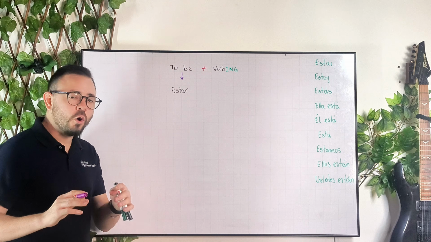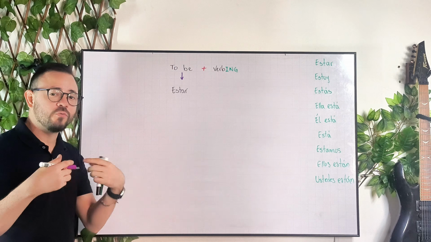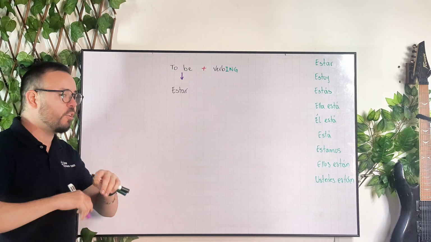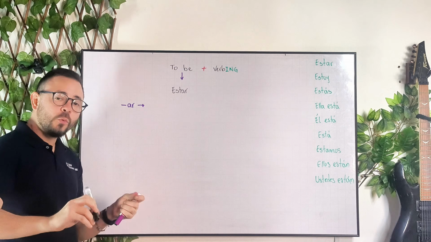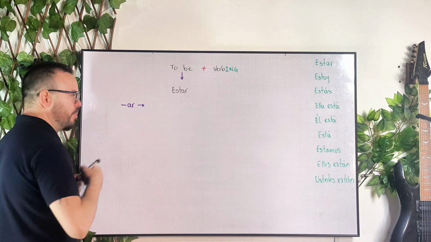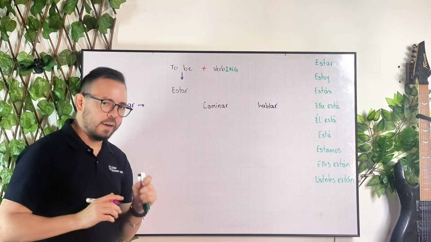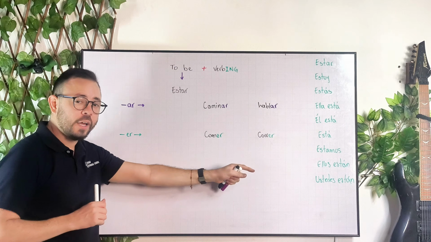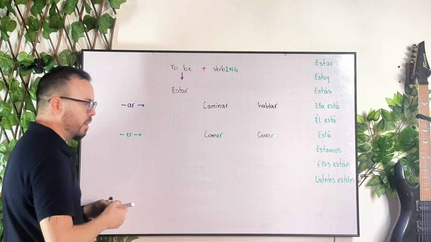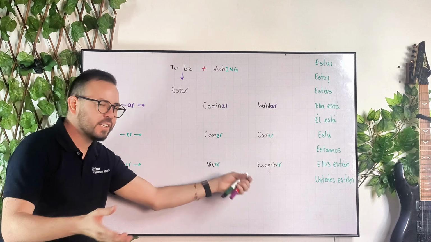As you probably know already, in Spanish we have three different types of verbs in the infinitive form, the natural form, the original form, call it whatever you want. So we're gonna have verbs ending in AR, for example, caminar or hablar, okay? We have verbs ending in ER, for example, comer or correr. And we have verbs ending in IR, for example, vivir or escribir, okay?